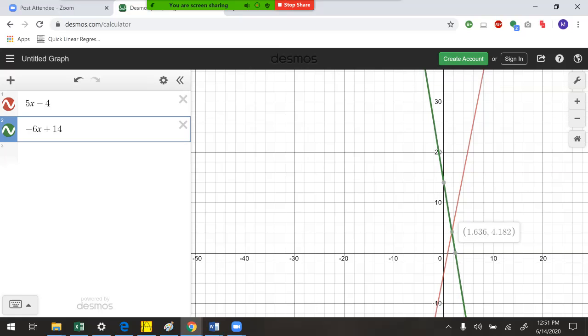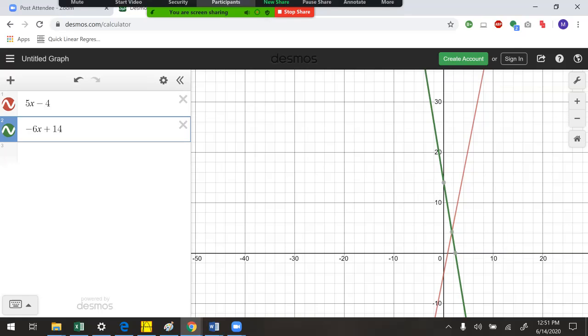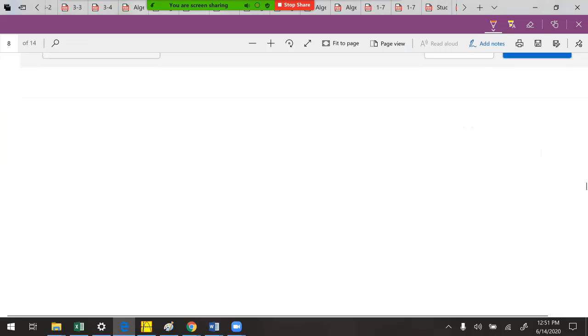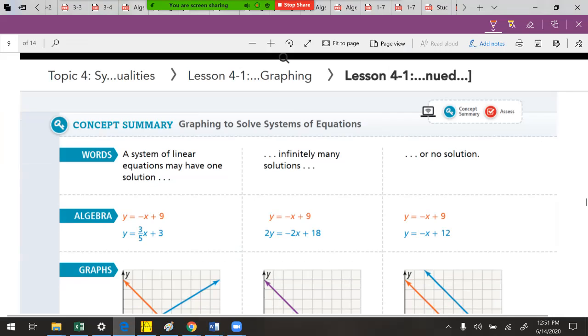1.636, 4.182. This is not a hard lesson. In fact, I'll let you guys even use Desmos, but there will be word problems. So keep that in mind for sure. Use Desmos, graph them, bing, bang, boom, you got it.